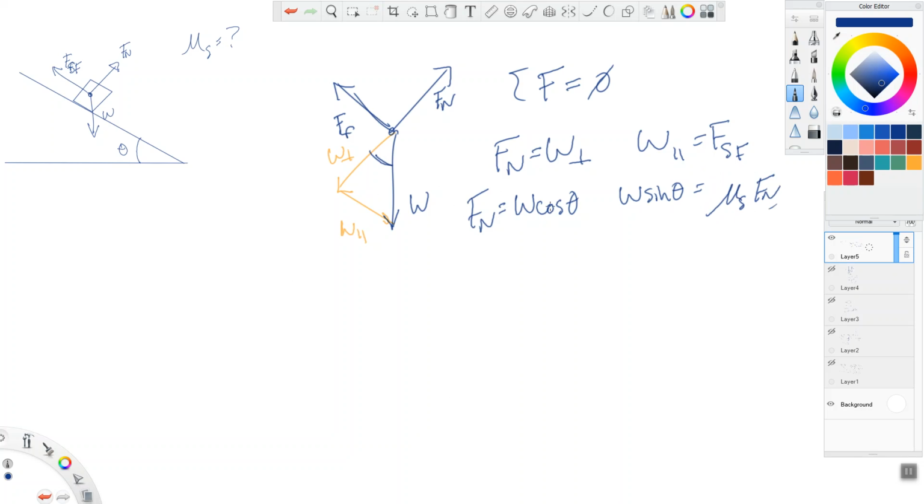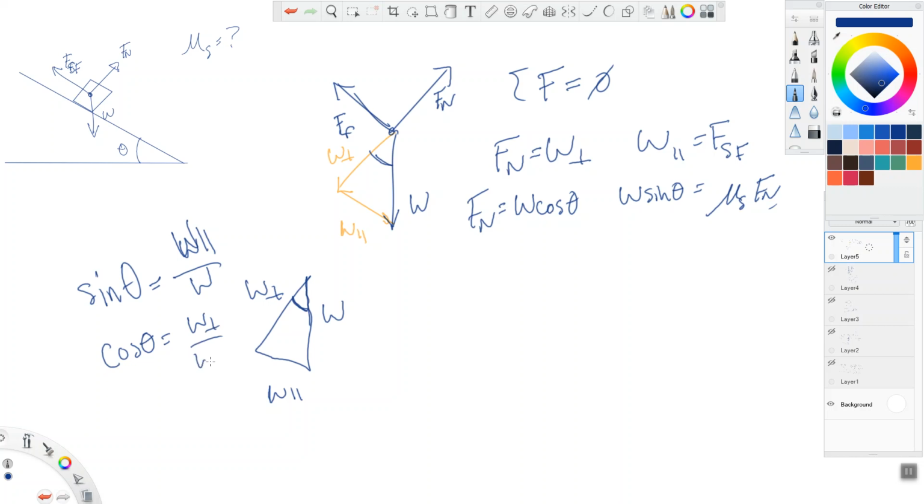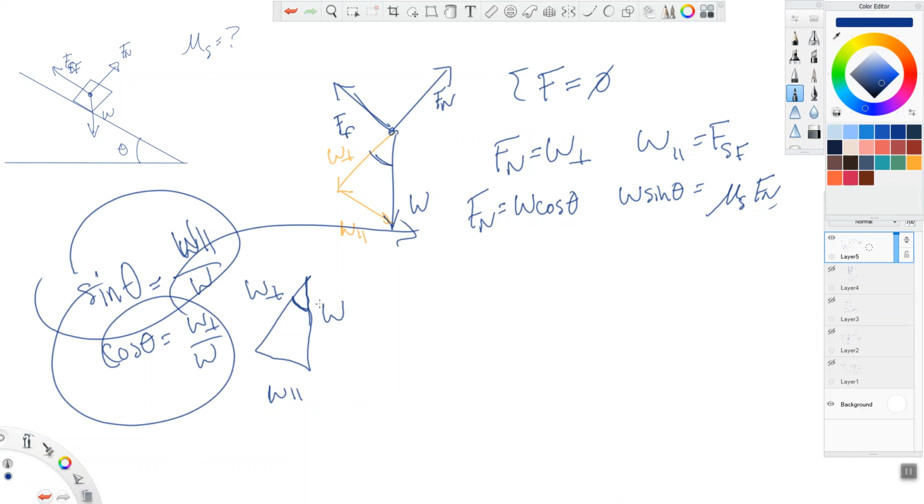Take a real quick step back, though, to these two components, weight parallel and weight perpendicular. If I redraw my triangle, I've got weight perpendicular and weight parallel. Sine of theta is going to equal weight parallel over weight, and cosine of theta equals weight perpendicular over weight. These two equations you reuse and bring over here. So that's where weight cosine theta and weight sine theta came from.